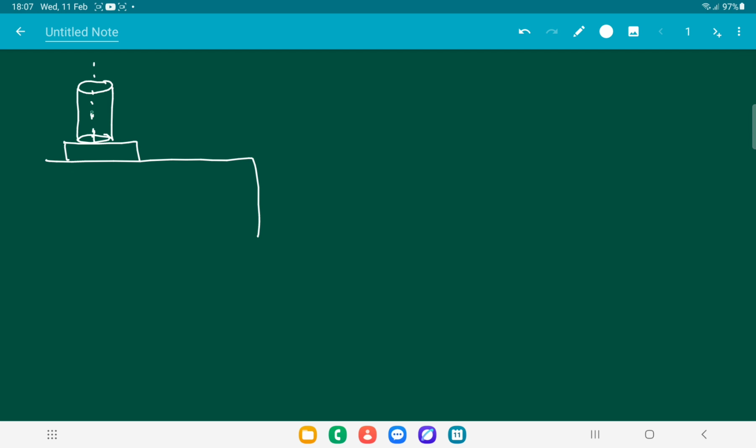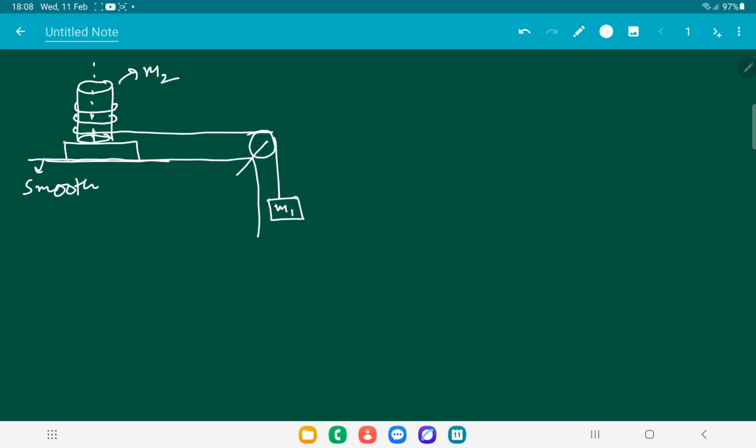This cylinder has a rope wrapped on it, and the rope is passing over a pulley and a mass is hanging at the other end. This mass is suppose M1 and the mass of the cylinder is M2. There is no friction between the stand and the table, so this is smooth, and there is no slipping between the rope and the cylinder. Pulley is light and massless, frictionless. String is light and inextensible.